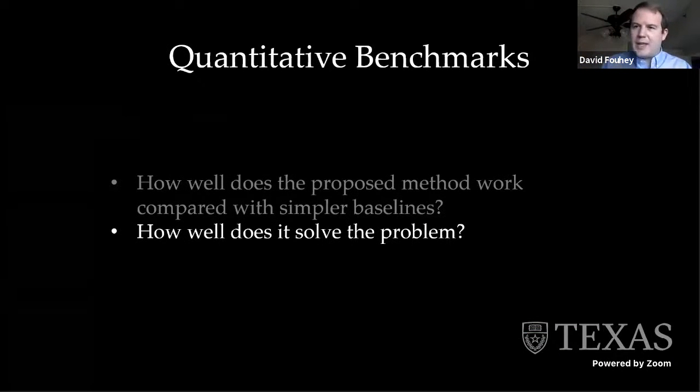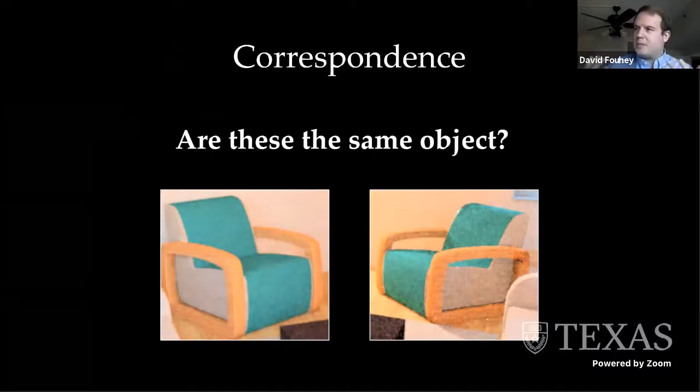We can then ask the question, how does it solve the problem? What does it do well? What does it do poorly? And so we started looking at the individual problems. We can look at the individual components, and one might be correspondence. And you can ask the question, are these the same object?